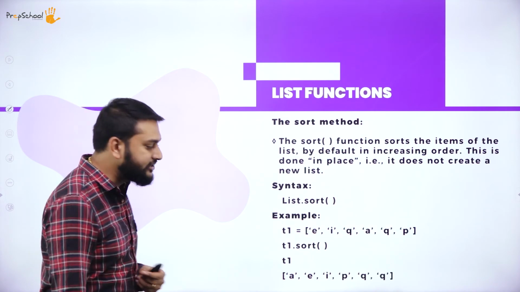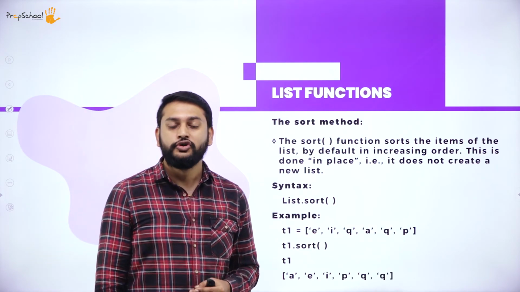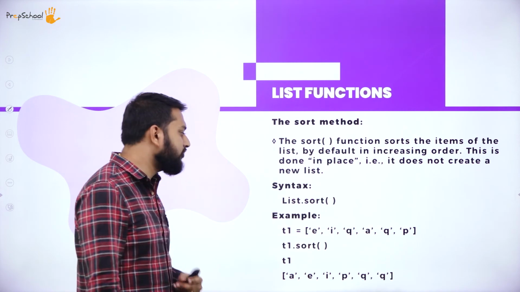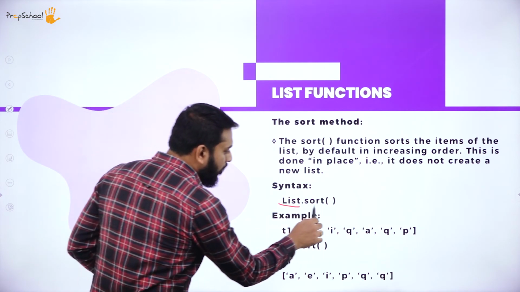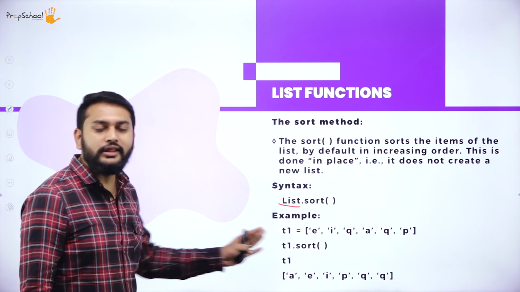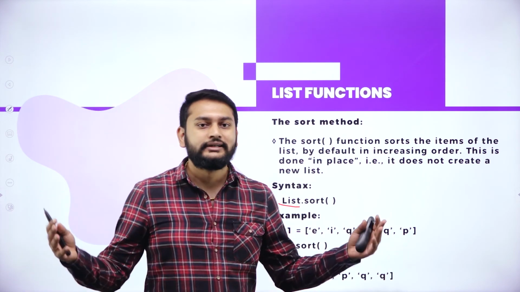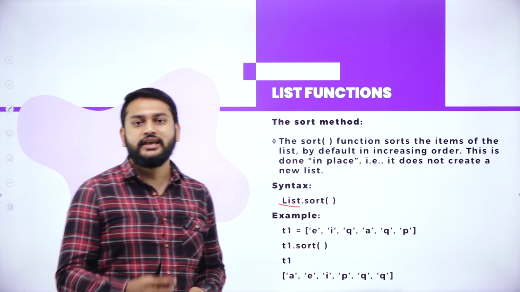And I have a last function for the day for all of you. I use this sort function, that is list dot sort, which will sort all the elements I have in the list, right? By saying this, I have come to an end of this chapter.